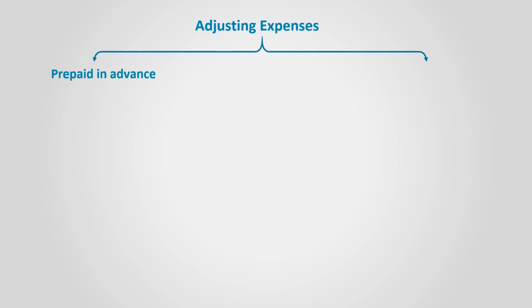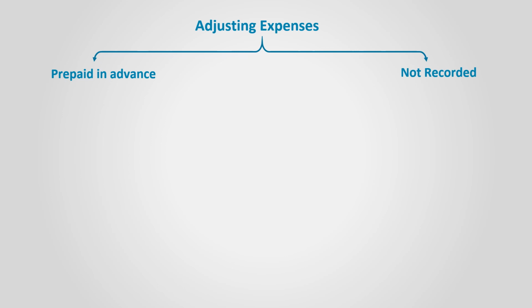Let's summarize adjusting entries for expenses. We have two types of adjusting entries for expenses. One is related to prepaid expenses, that is, expenses that are paid in advance, and the other is accrued expenses, or expenses that are not recorded but have to be recognized.